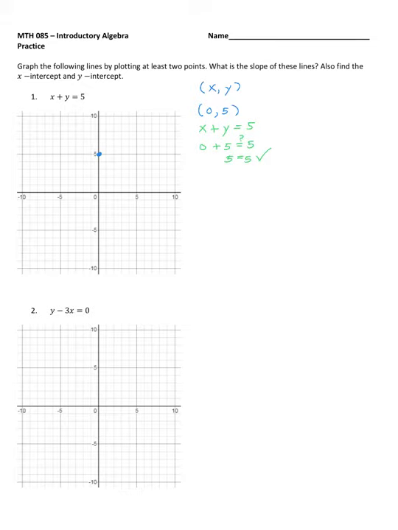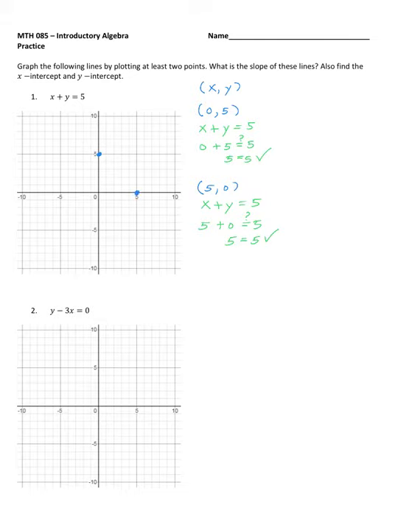So another obvious choice I think would be if I switch it and put 5 comma 0. Again, does this make my x plus y equals 5 equation true? Well, 5 goes in place of x, 0 goes in place of y. Is this a true statement? Again, we get 5 is equal to 5. So yeah, I can also plot 5, 0.